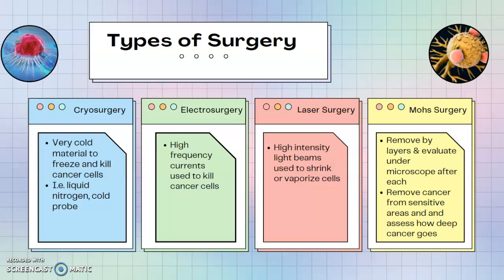In this type of surgery, the procedure is that one layer of the cancer is removed with a scalpel, evaluated under a microscope by a doctor, and then the whole process repeats itself again and again until all the abnormal cells of the tissue are removed and the margin around it shows no signs of cancer.